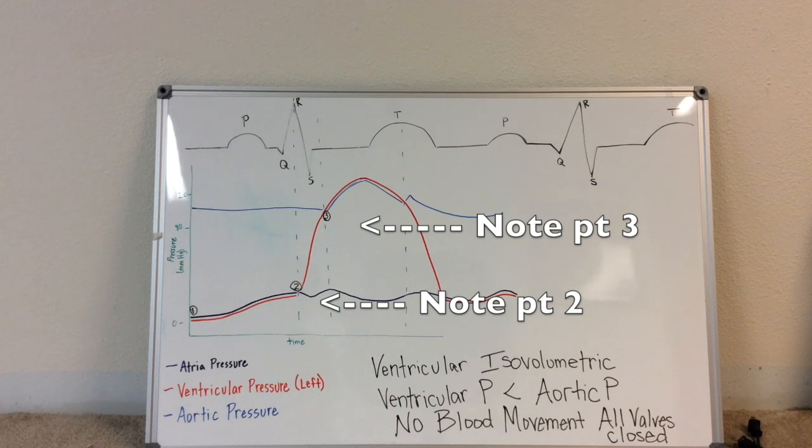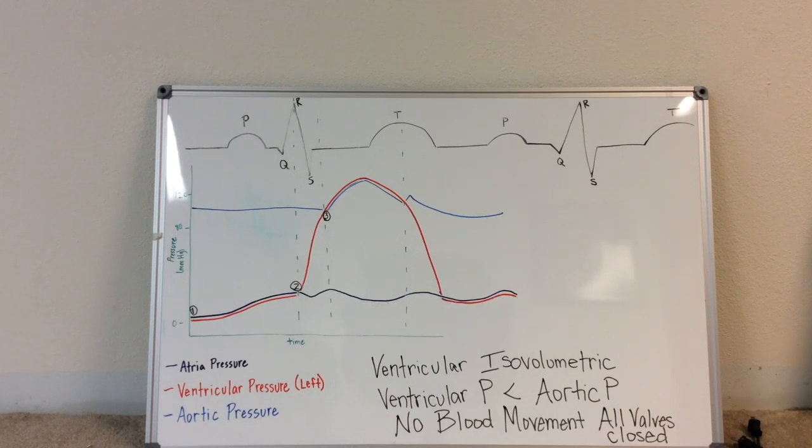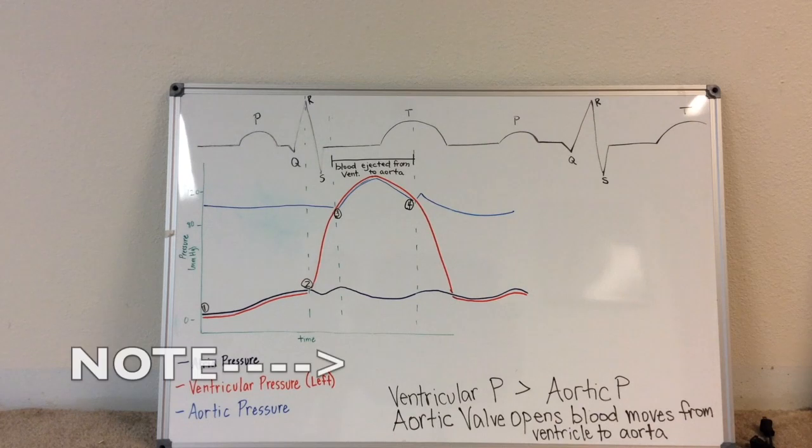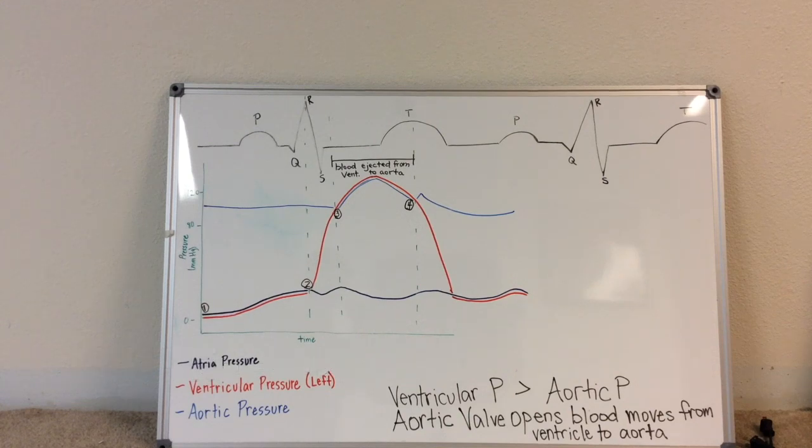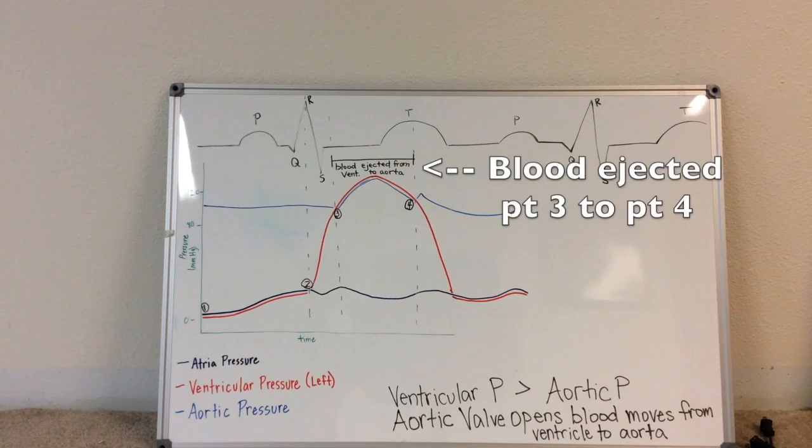During this time, contraction of the ventricles continues, generating more and more pressure and tension until ventricular pressure overcomes aortic pressure. When ventricular pressure becomes greater than aortic pressure, the aortic valve opens. Again, during this time, the AV valves are closed because ventricular pressure is still greater than atrial pressure. When ventricular pressure becomes greater than aortic pressure, the aortic valve opens and blood is able to be pumped from the ventricle into the aorta to enter the systemic system.